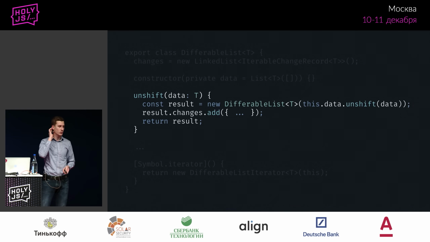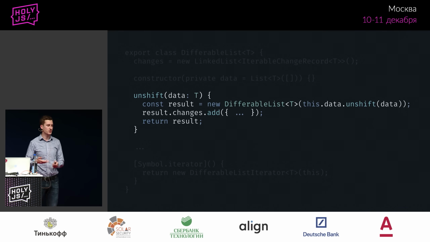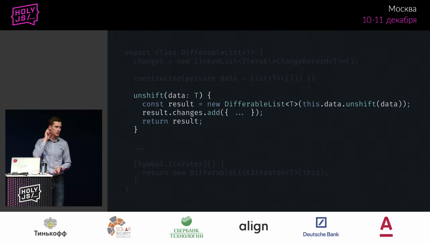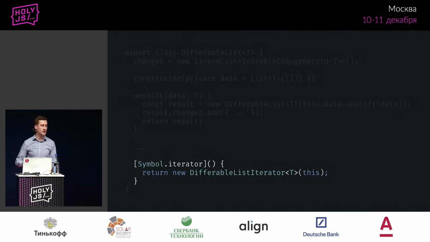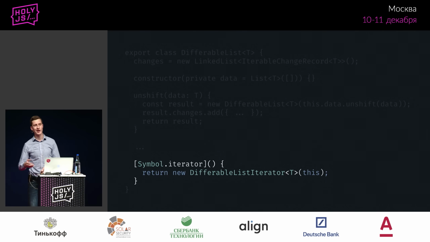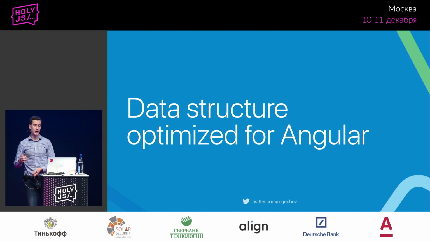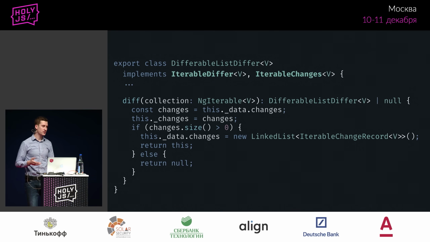In this specific case, when we unshift a value, we can have different behavior. But inside of the unshift function, we know exactly what this behavior might be, so we can just push the changes into the result. So we are applying basically here the decorator pattern, since we're decorating the immutable list, and we are also implementing the iterator pattern in order to allow Angular to iterate over this data structure. So we built a data structure which is optimized for Angular. And here is a differ for it. Already it works with Angular.